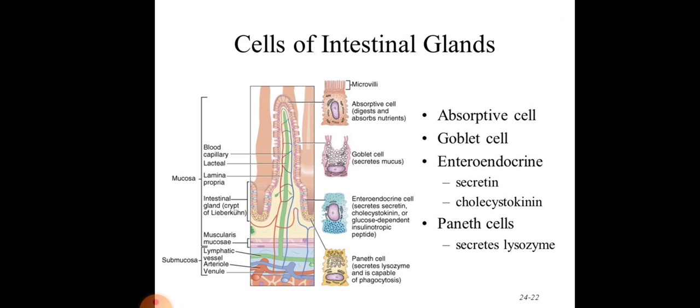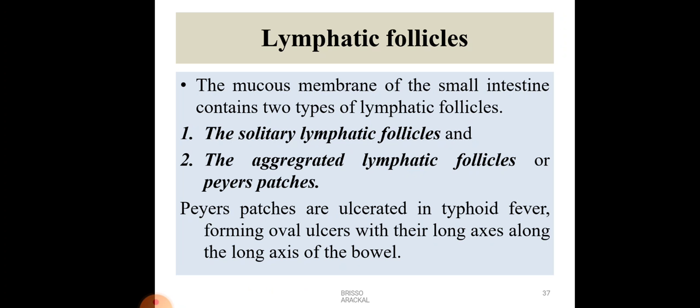Absorptive cells are for the absorption, goblet cells for the secretion of mucus, enteroendocrine cells, they secrete the secretin and cholecystokinin hormones, Paneth cells, they secrete the lysozyme.